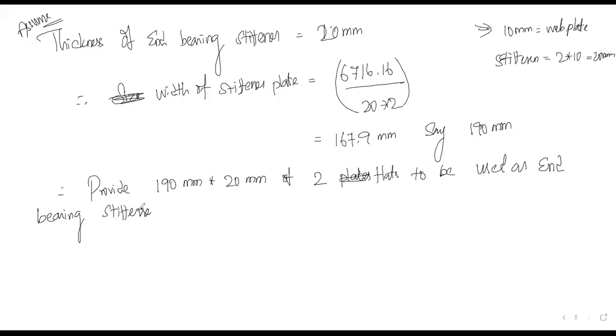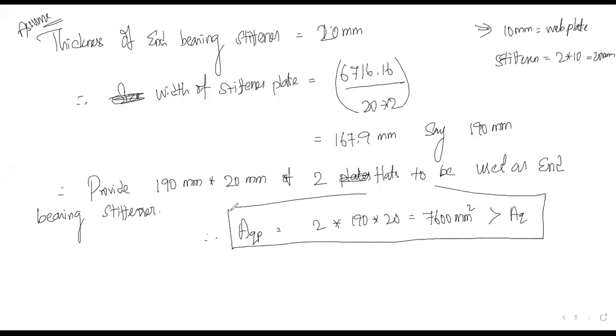Okay, so now we have to check whether it is safe to transfer the load. The area provided AQP is equal to 2 into 190 into 20, which becomes 7600 mm square, which is greater than the area of stiffener required. So the first check is over. Next, we have to check the outstand of the stiffener.